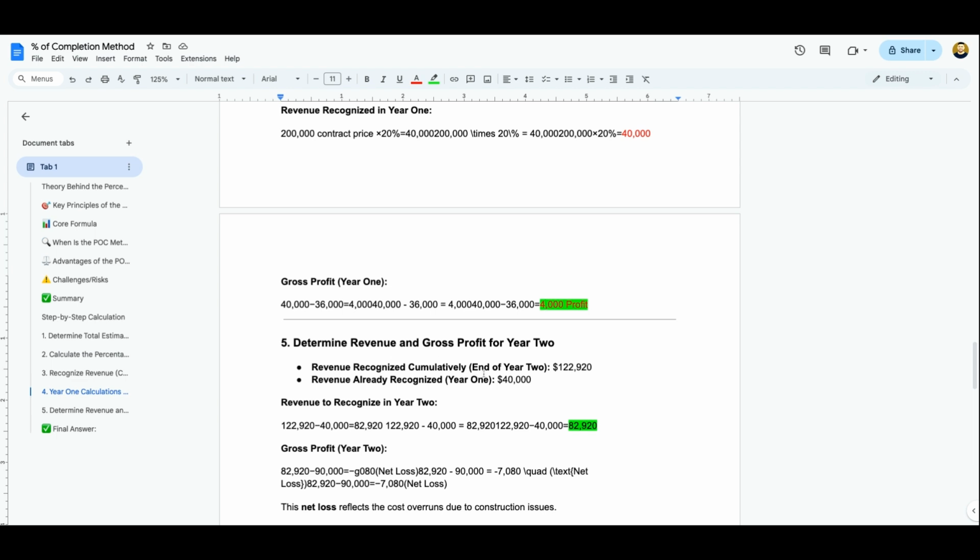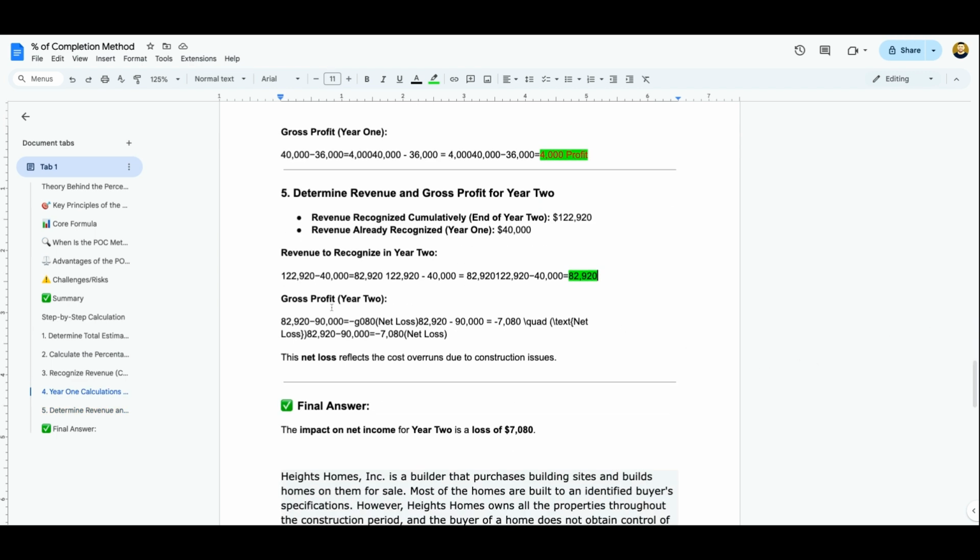Revenue recognized cumulatively at the end of year two is $122,920. Revenue already recognized in year one, which we calculated from the gross profit of 4,000, is 40,000. So you take the remaining to be recognized in the cumulative balance, 122,920 minus 40,000, which gives you 82,920. That gives you revenue in year two of 82,920.